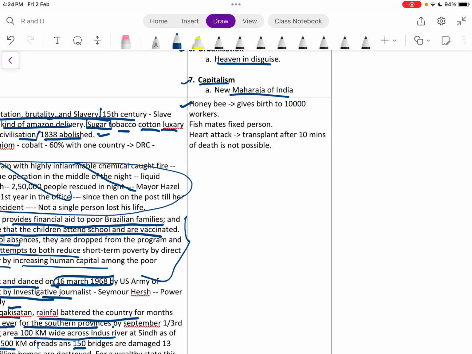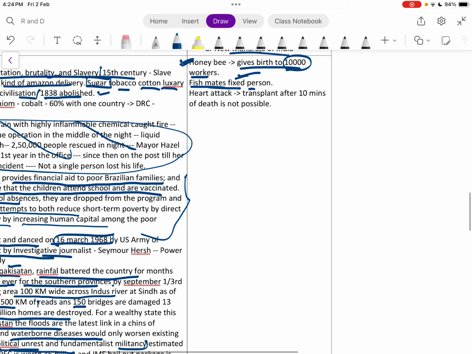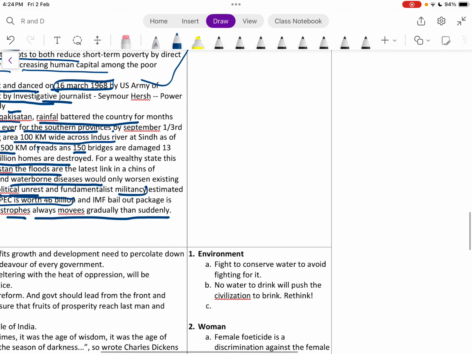You know, a honeybee gives birth to 10,000 workers, and these 10,000 workers have been working for it. A fish mates with a fixed partner only once in its entire life. Heart transplant after 10 minutes of death is not possible.